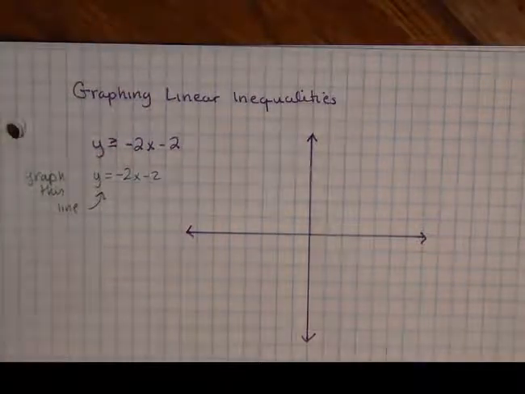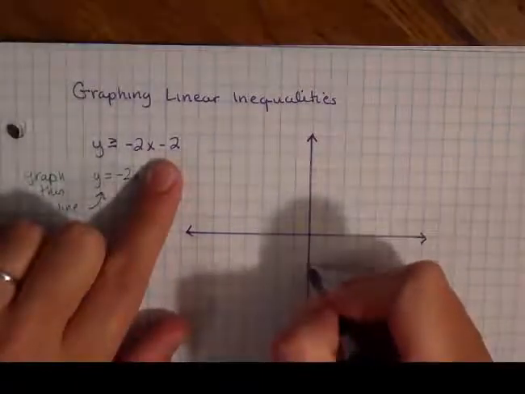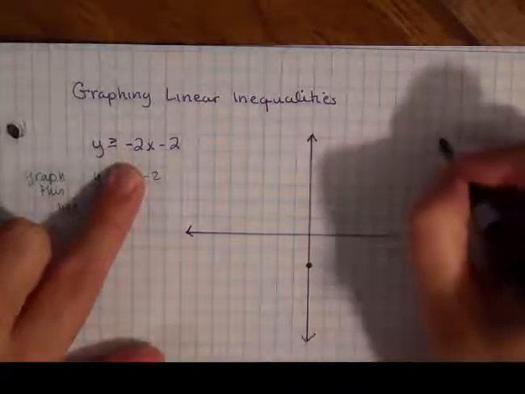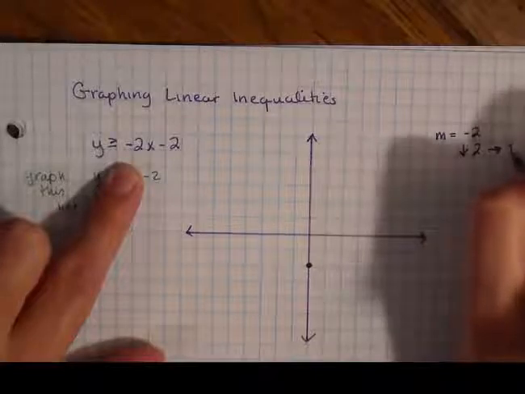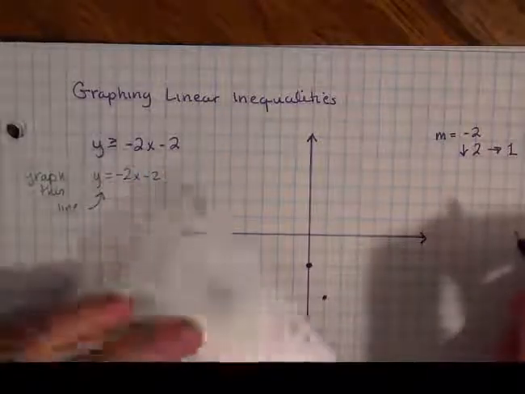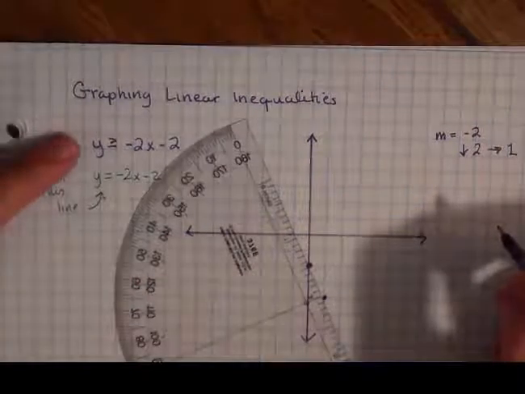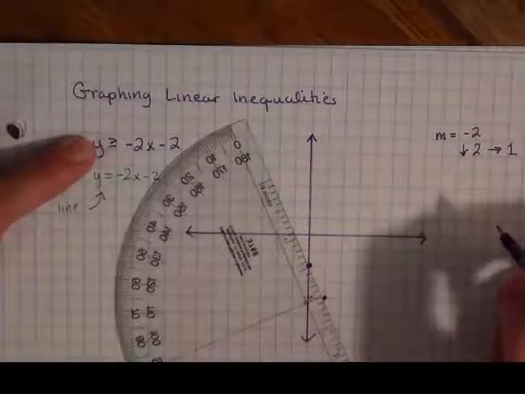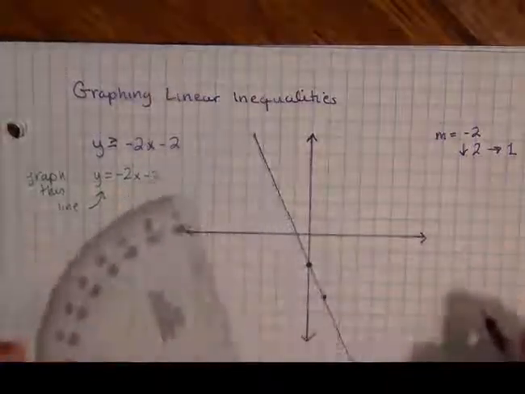Okay, so we'll start with our y-intercept, which is at negative 2. Our slope is negative 2, so we're going to go down 2 and over 1. Then we'll connect these with a line. If you remember, if you had a greater than or equal to or a less than or equal to, you would use a solid line. So for this graph, we're going to use a solid line.